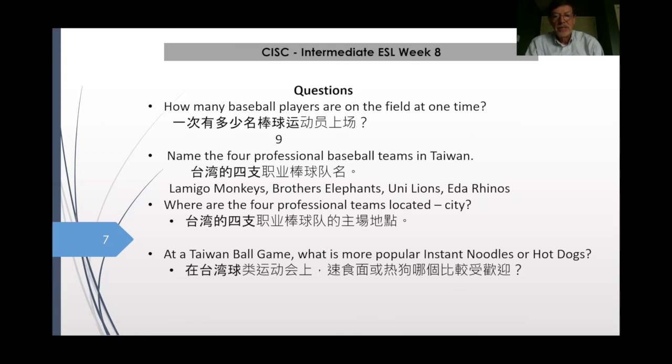There are 4 professional teams. Where are the 4 professional teams located? Well, you probably know: Taoyuan, Taichung, Tainan, and Kaohsiung. At a Taiwan baseball game, what is more popular, instant noodles or hot dogs? Well, we all know the answer to that. Instant noodles, of course.